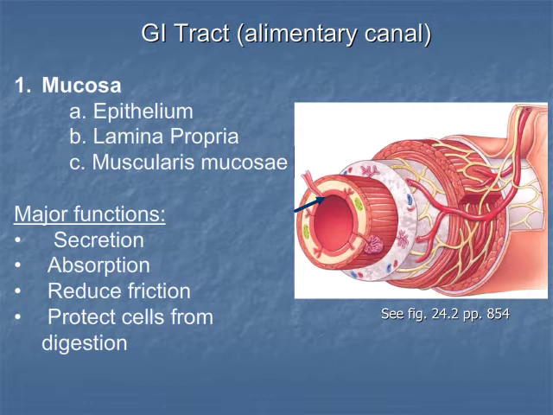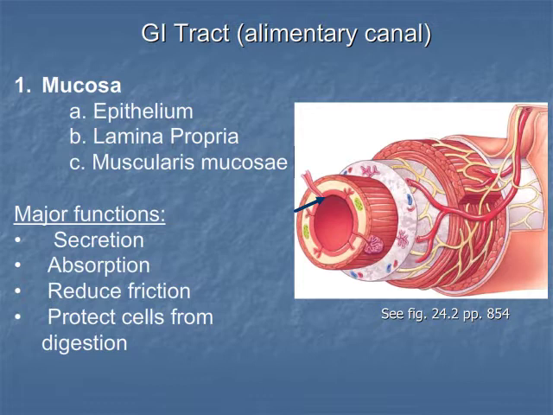The other function of the mucosal layer is to produce mucus, as the name implies, and the function of this mucus is to, in part, reduce friction. As food moves through the GI tract, it tends to abrade the GI layers, so mucus is one way to keep that abrasion from happening. And finally, the last function of the mucosal layer is to protect the underlying layers from digestion.